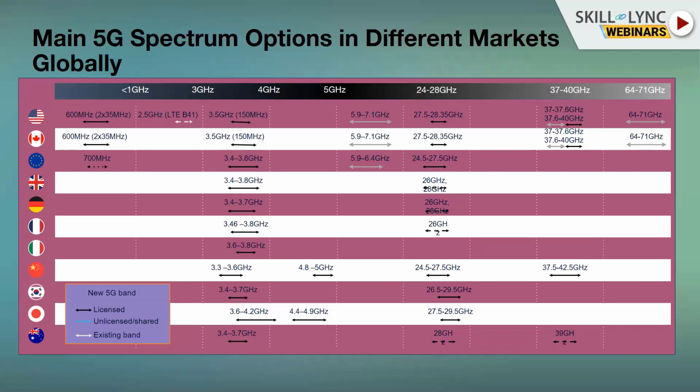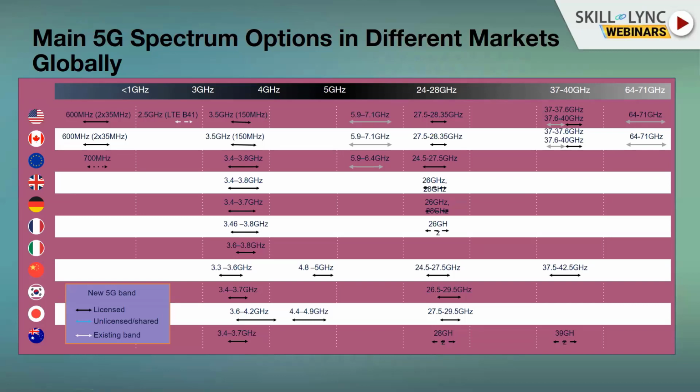This is the most important technique used in getting more spectrum, more capacity and more data rates. 5G can also be deployed on shared spectrum, like the 3.5 gigahertz band in the USA, and in unlicensed spectrum like 5 gigahertz. It is used in the USA.